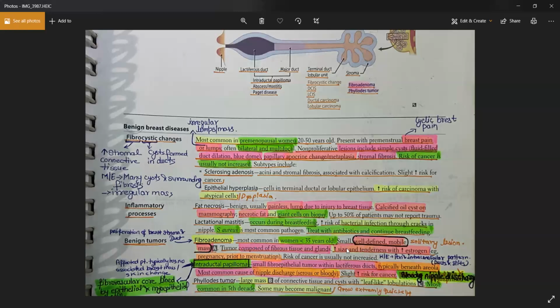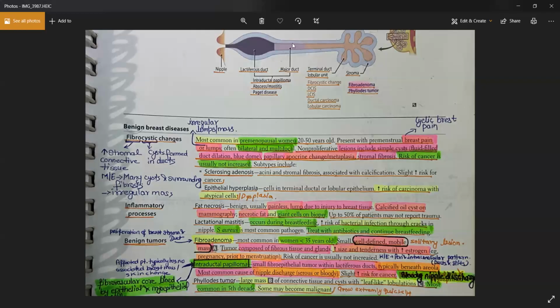And when you perform a biopsy of the patient, at some locations you will find normal ducts, and at some locations you will find slits. Because what is happening is an increase in the amount of stromal tissue. Fibrosis of the stromal tissue is happening.